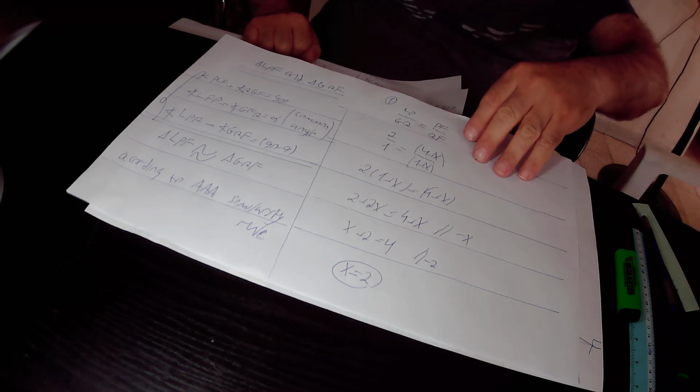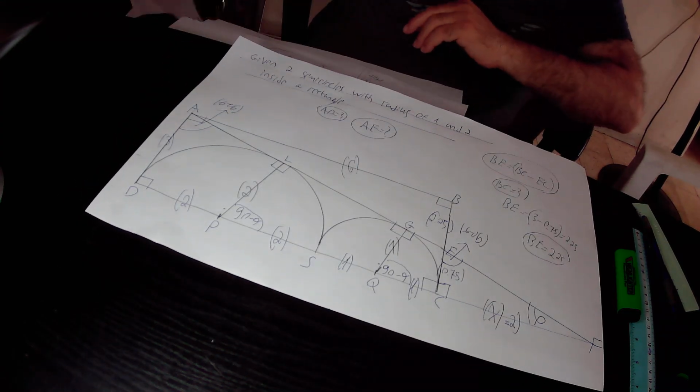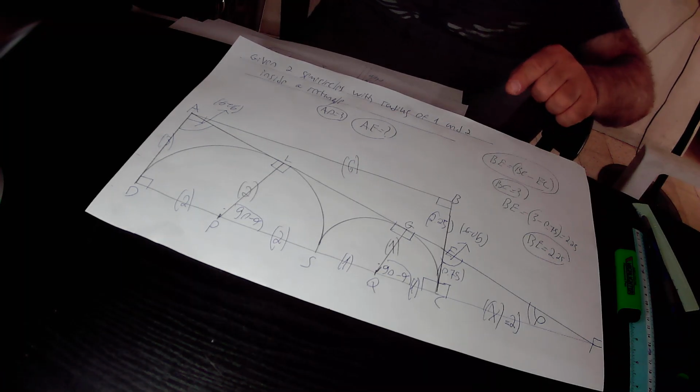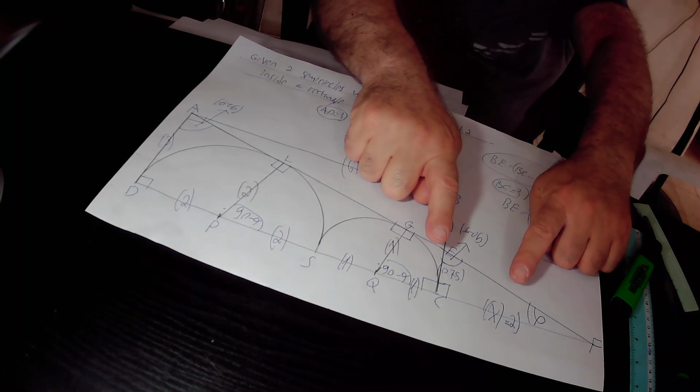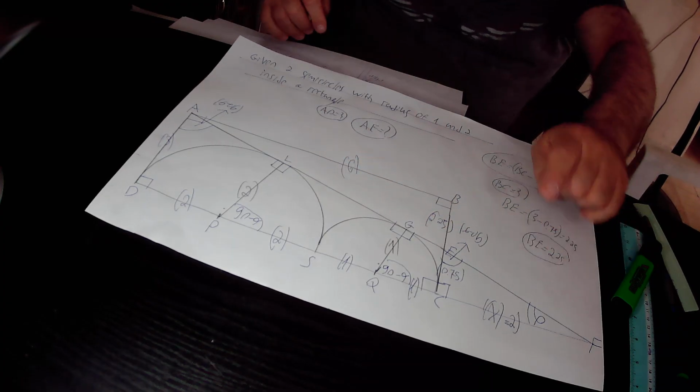So this line segment CF, that is equal to x, is equal to 2 units in length.